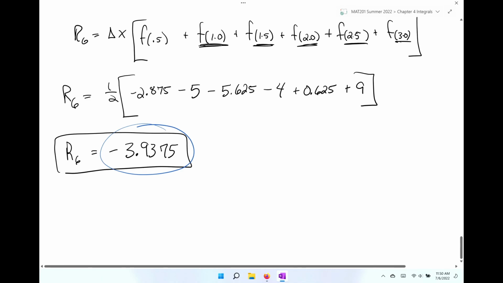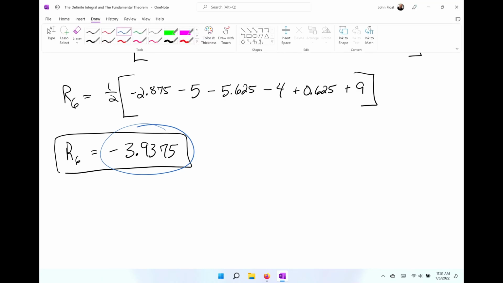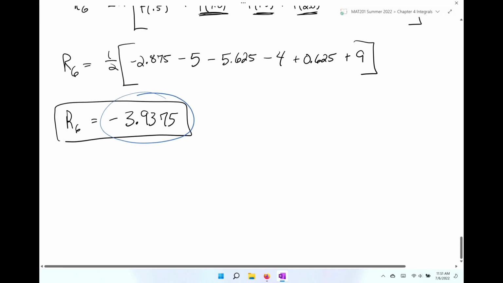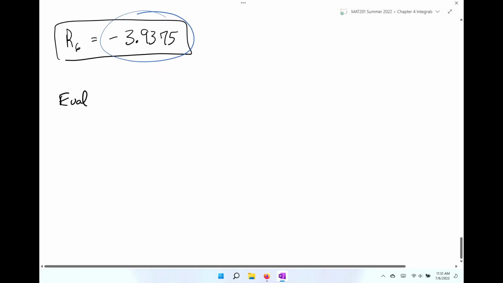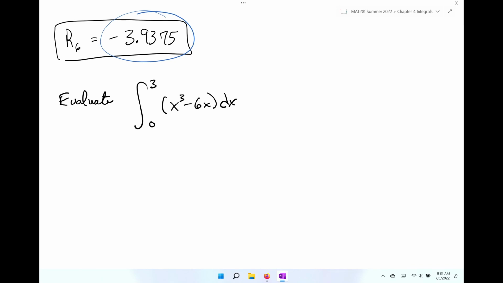All right. Now, to do this using the summation notation above, like I said, it's much more difficult. So we're going to evaluate the integral from 0 to 3 of x to the third minus 6x dx. Now, in order for us to do this, we need to use those formulas from above. So let me go ahead and write some of this stuff out first, and then I'll explain what it is.